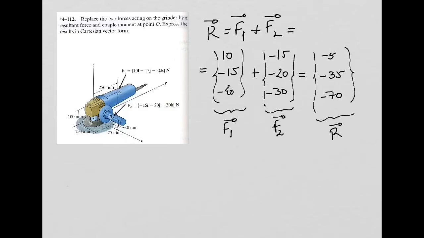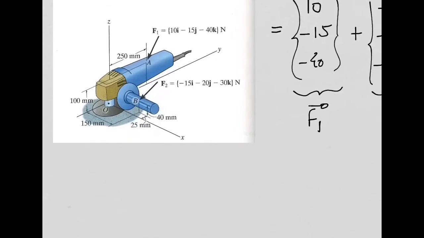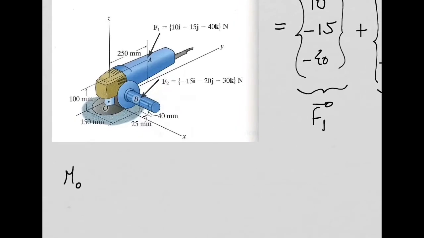Now let's calculate the moments. We need now to get the moment produced by these two forces about point O. Okay? So let's start with the moment produced by force F1. So we need to define the position vector connecting point O with point A. So we need to have this position vector starting at O and going all the way to our point A. I will call it ROA.